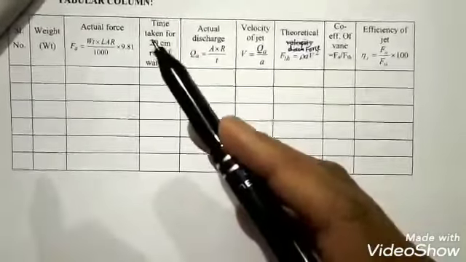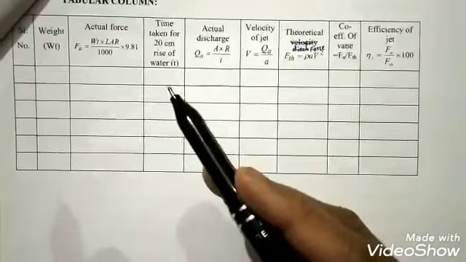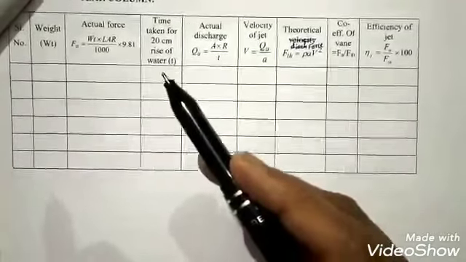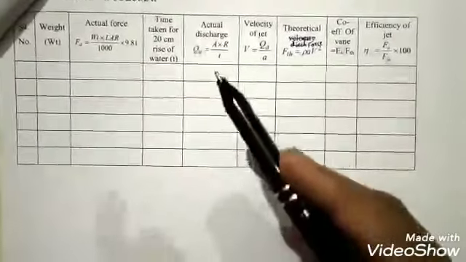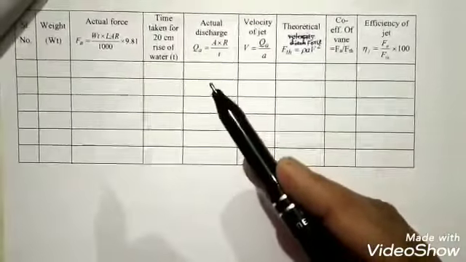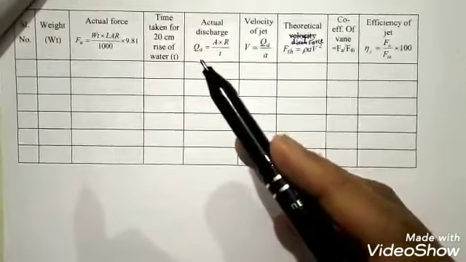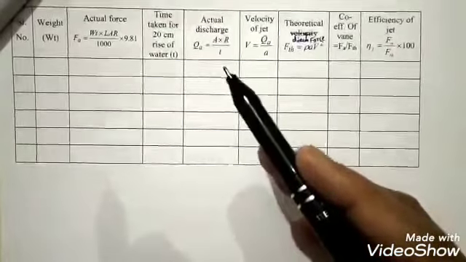And the next column is related to the time taken for a 20 centimeter rise of water, that is small letter t. We have already taken this value during the conduction of the experiment. Okay. And the next column is related to actual discharge. The actual discharge formula is QA is equal to A into R by T.